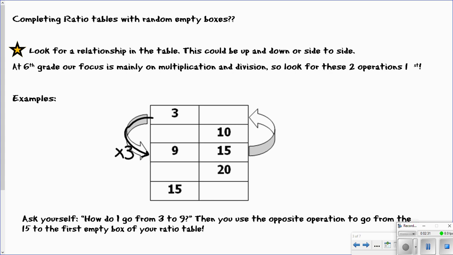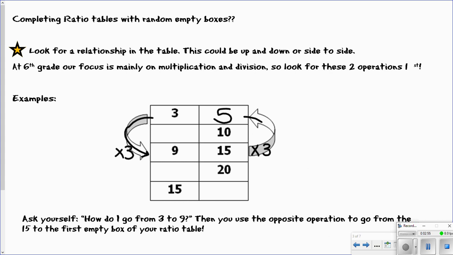So now I'm going to work in reverse because I don't know what number I am starting with up here, but I know that I multiplied something by 3 to get 15. So you have to say, 15, what times 3 gives me 15? And that answer is 5. From there, I should be able to fill in the rest of the information.